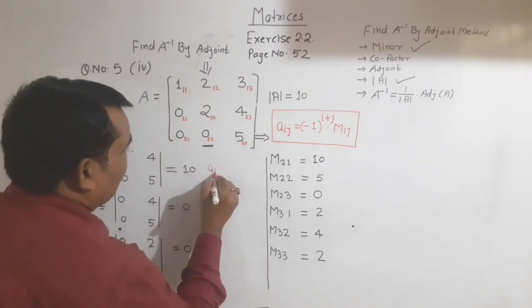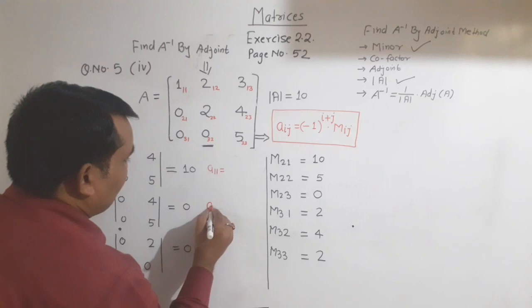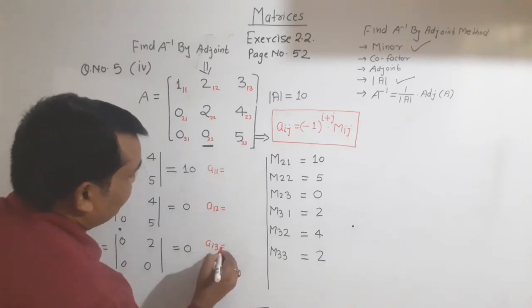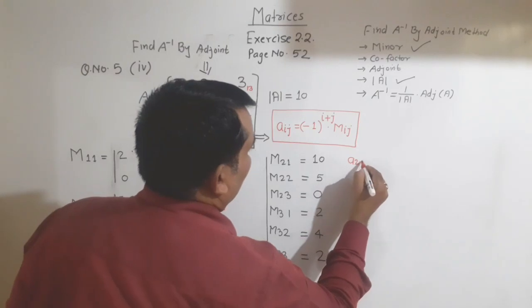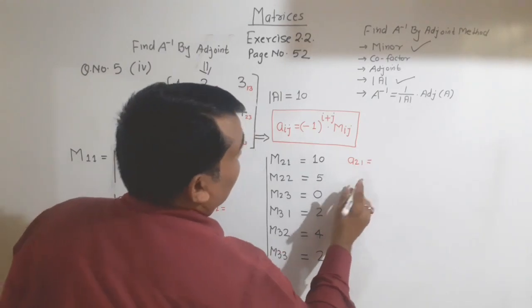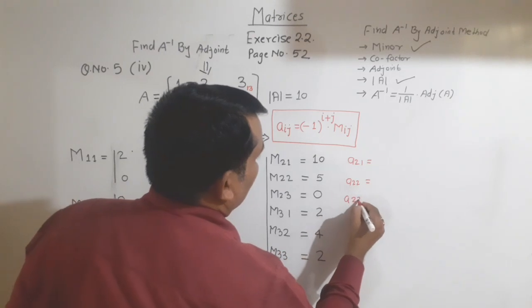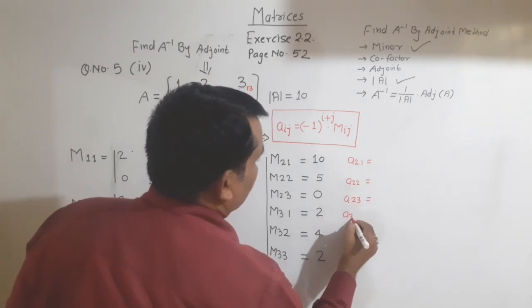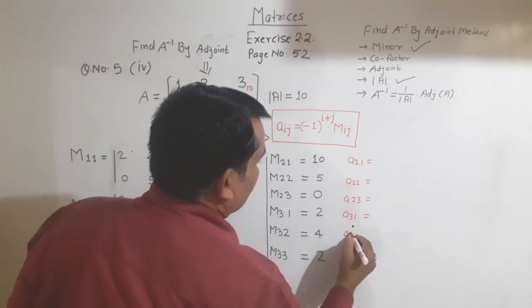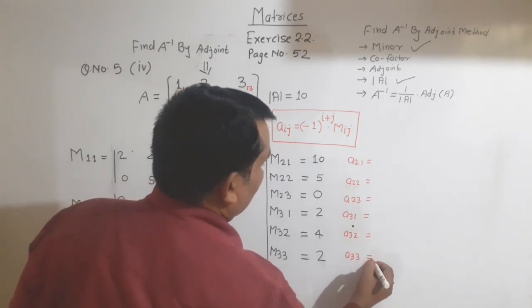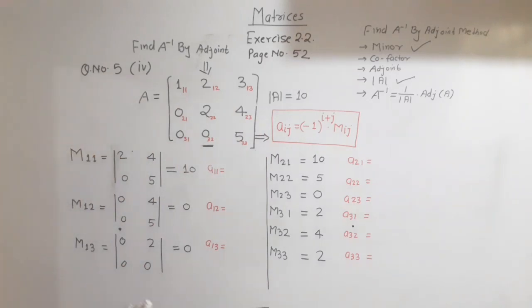Just for your sake of understanding, I am going to change the pen. A11, A12, A13, A21, A22, A23, A31, A32, A33. Now my dear, try to understand.